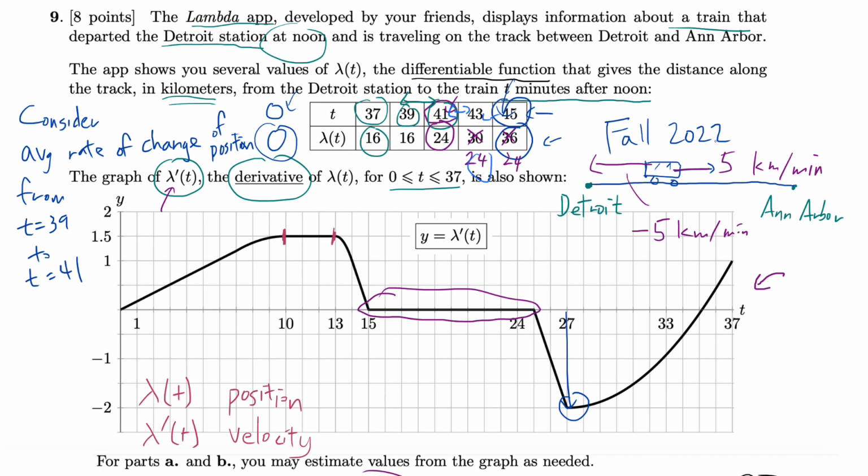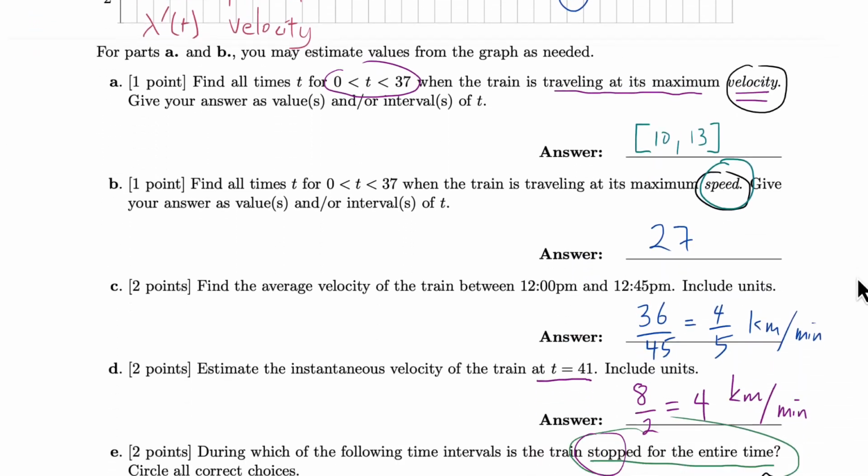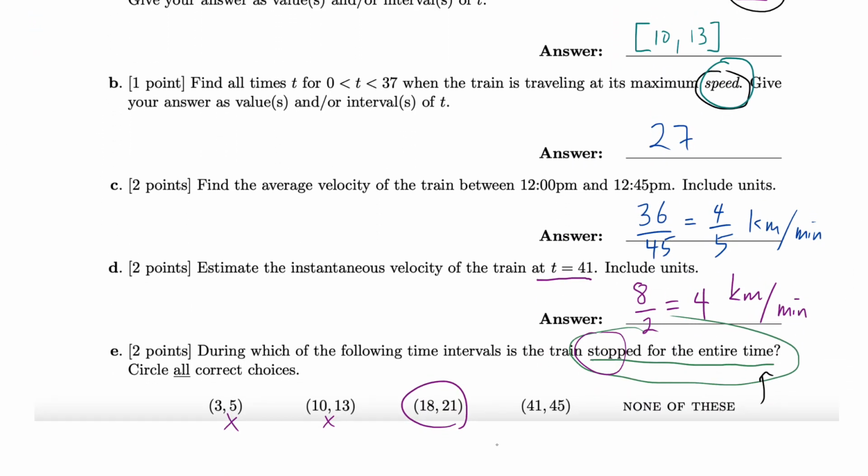So unless we're given more information, I don't think you can really figure out whether the train is stopped from looking at the table. You can really only approximate it. But either way, the table clearly shows in this case that we are not stopped from 41 to 45. So the only correct answer is 18 to 21.